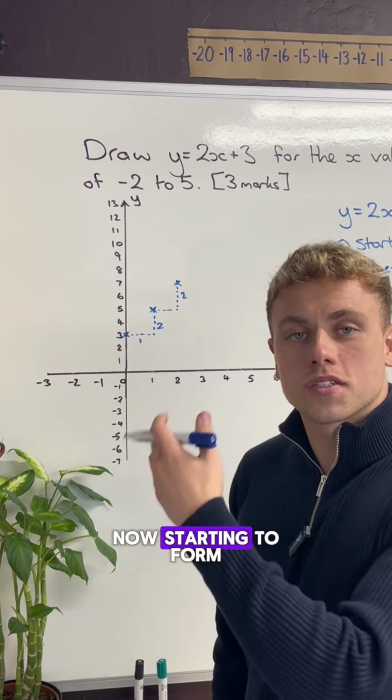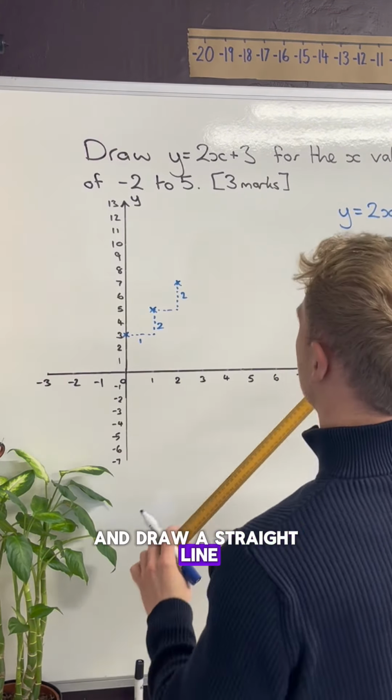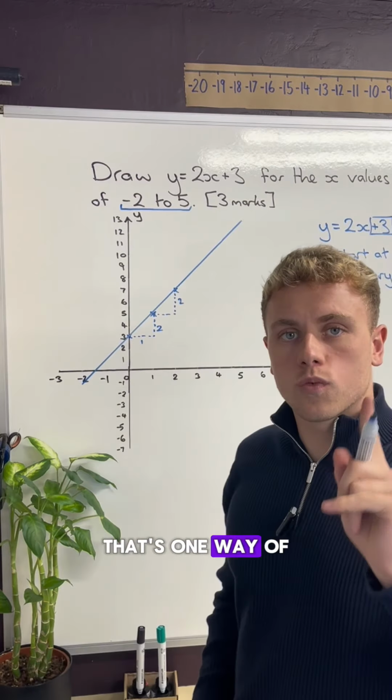You can see I'm now starting to form a line. So all you need to do is grab a ruler and draw a straight line. It needs to go between the values of -2 to 5. That's one way of drawing your line.